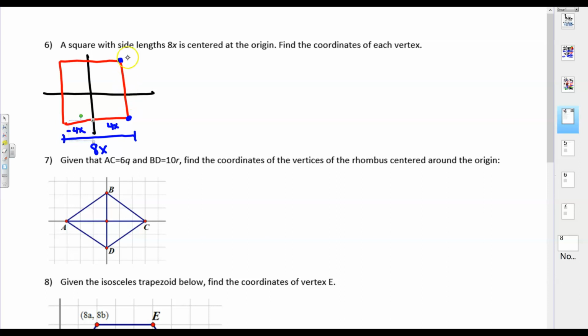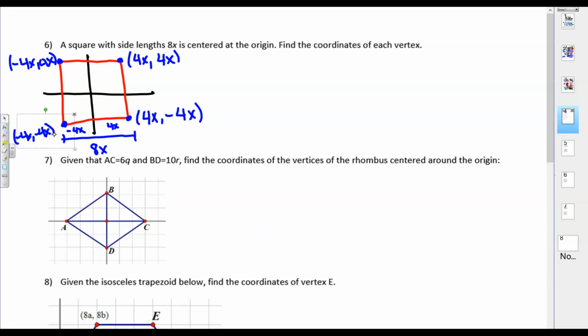So this point up here would be at the point 4x comma 4x. This one would be at the point 4x comma negative 4x because my y value's gone down. This guy over here would be at the point negative 4x, 4x because my x value is going to the left. And this point over here is at negative 4x comma negative 4x because both of them are going to the left. Let's take a look at number 7.